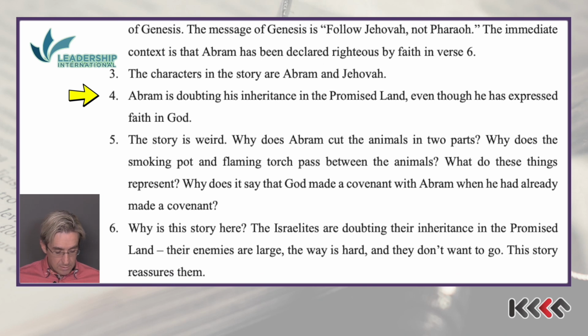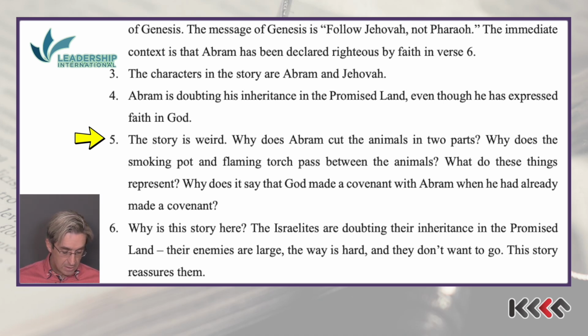Abram was doubting his inheritance in the promised land, even though he expressed faith in God. And then we found a story that might be weird for us, where Abram had to cut an animal in two, and then God moved through with a smoking pot and flaming torch. So what do these things represent?